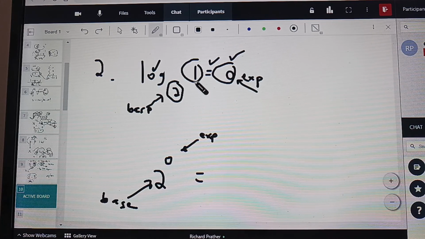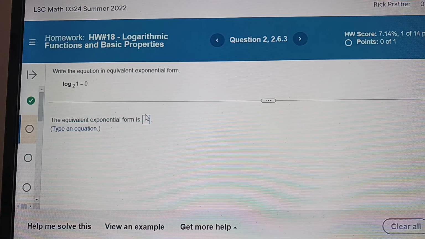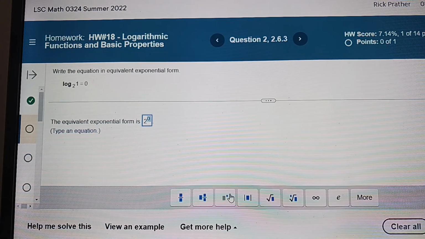And then I haven't used the 1 yet. And it's true that 2 to the 0 is 1 because anything to the 0 power is 1. If I somehow had it another way, like 1 to the 0 equals 2, that's not true. 0 to the 1 equals 2, no. 0 to the 2 equals 1, no. So if you tried any of the other combinations, it wouldn't even be a true statement. So 2 to the 0 equals 1 is another format of the original log equation.